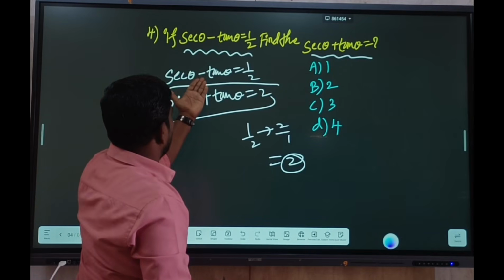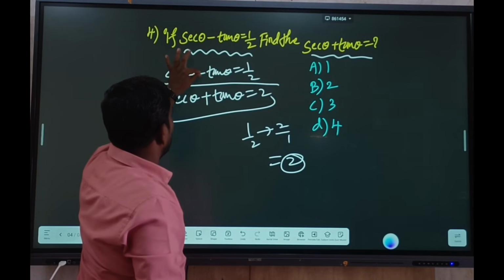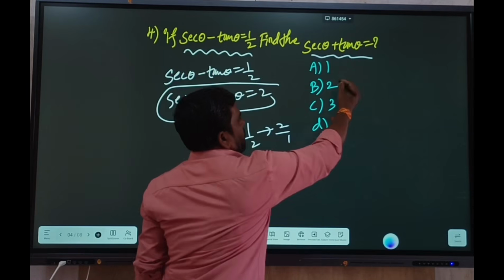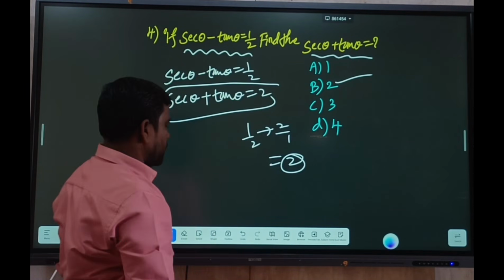So here minus is given. That time plus, secant theta minus tan theta is equal to 1 by 2. So secant theta plus tan theta is equal to 2. So option B is the correct answer.